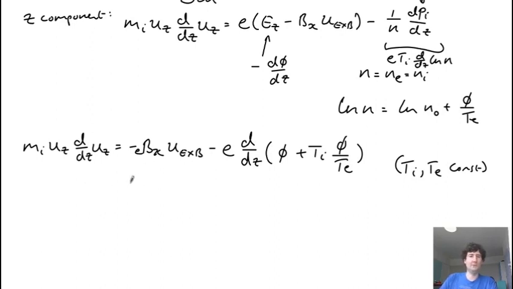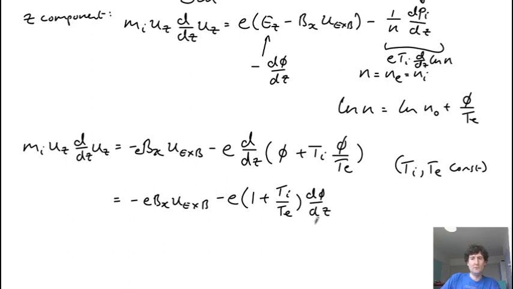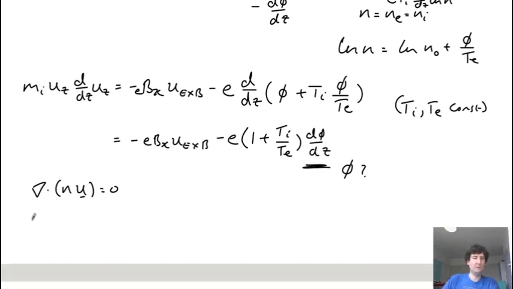Okay, so then we can just rearrange this a little bit. Then we need to work out what this part is here. So we need an expression for phi in order to simplify this. And the easiest way of getting this is from the continuity equation. So we have the divergence of n times u is 0. So we just have the z component, d by dz of n times u_z equals 0.